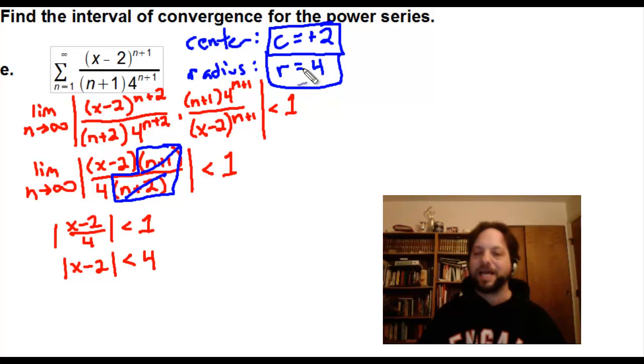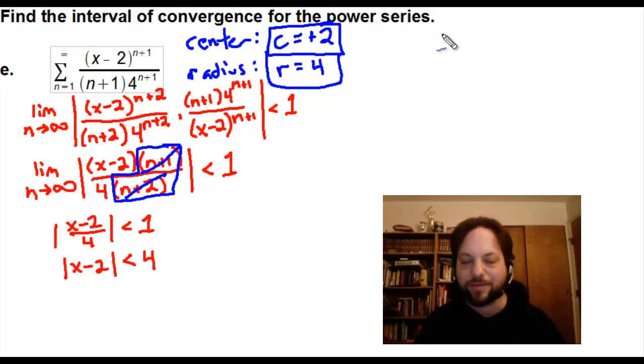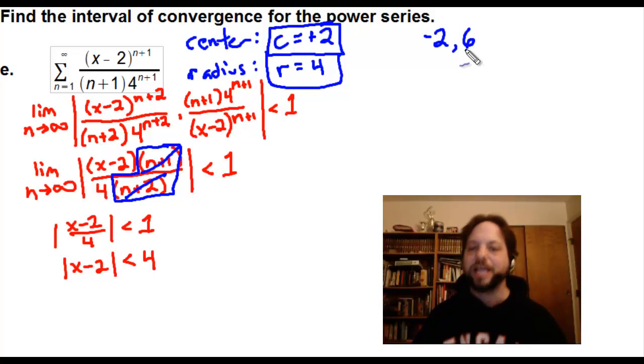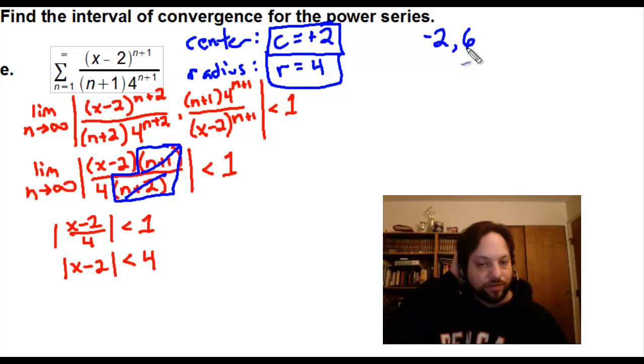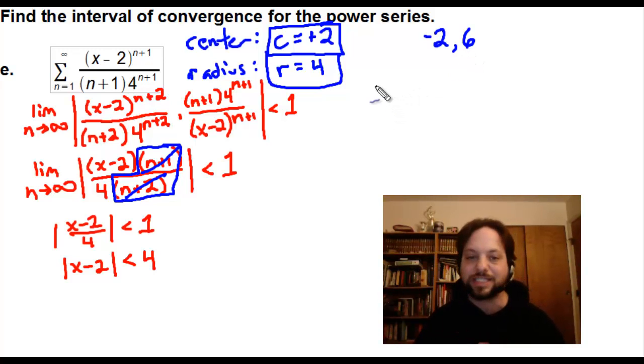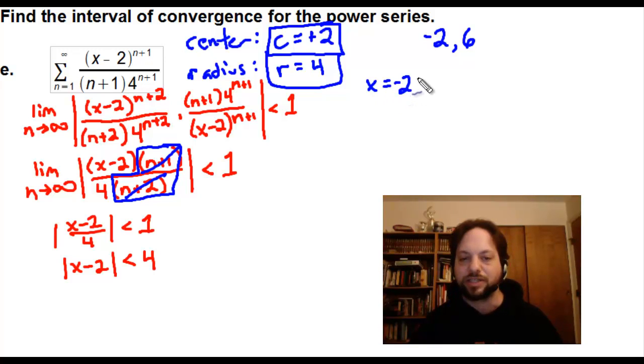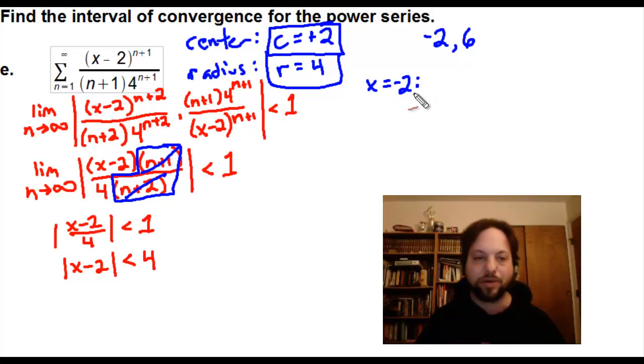Of course, now that I have my center, now that I have my radius, I can go ahead and set up my interval. 2 minus 4 would give me -2, and 2 plus 4 would give me 6. These will be the endpoints of our interval of convergence. So, just like in our last example, let's see what happens when I let x equal -2. Let's see how this affects our original power series.